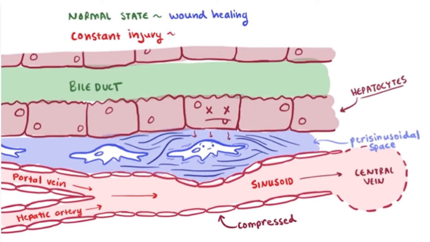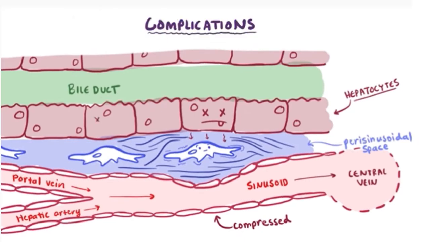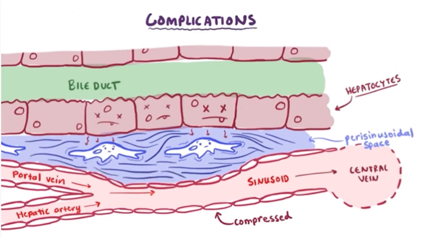Normal state mein jab fibrous tissue increase hoti hai, so it helps in wound healing. But if the injury is constant, then there is continuing fibrosis, or the continuous process of fibrosis starts. So here becomes the complication of the fibrosis which we face while the liver undergoes this process.